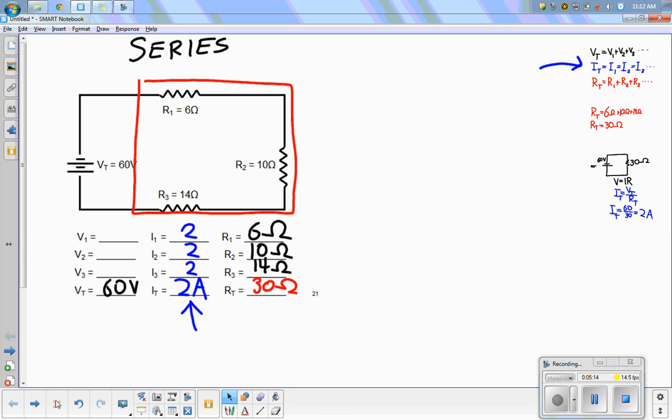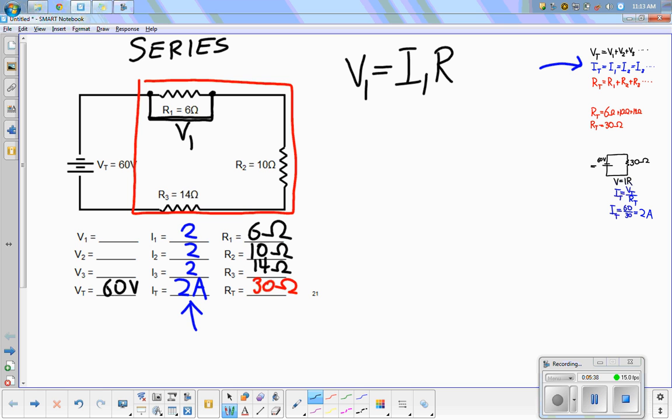And let's look at the individual voltages across each resistor. Let's just look at resistor 1 right here. I want to look at the voltage 1 right here. Well, I know the current here. I know the resistance here. So I want to use V1 equals current 1 times resistance 1. V equals IR. Hey, I know the current is 2 amps. I know the resistance is 6 ohms. Pretty easy. The voltage is going to be 12 volts.